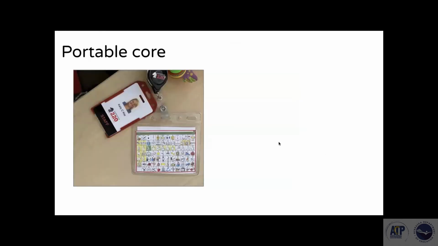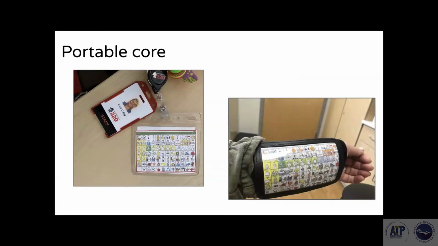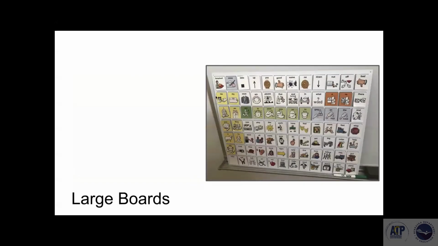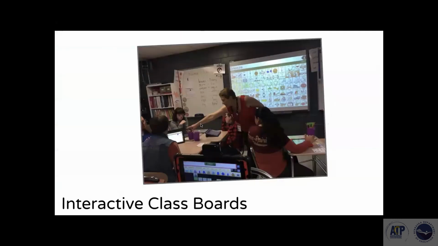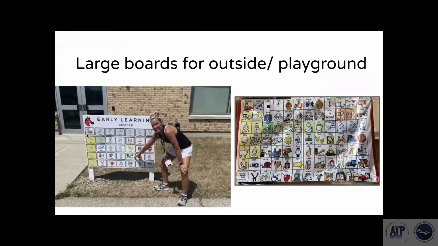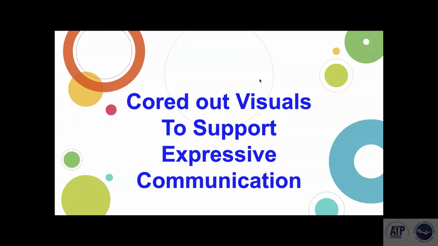We also have portable core. Portable core has been powerful because it's with us at all times. All the staff wear them on their lanyards. Staff and students will wear them even in portable things that go on their wrist. And then in large boards, we have large interactive boards. We have bulletin boards that have core vocabulary in them. We have interactive class boards that we use on our smart boards. And then we also even have outside playground boards and our courtyards in that as well.